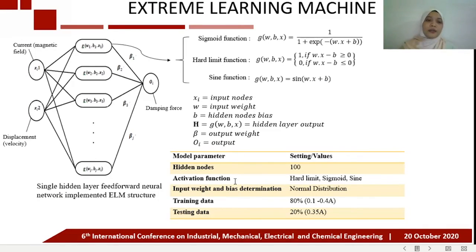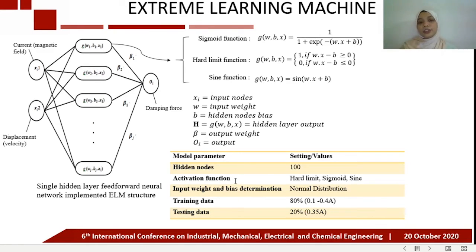In this slide, I will describe each variable in the ELM structure. Before that, as I mentioned just now, at the first step, the activation function needs to be declared to proceed to the next step. The activation function plays an important role in producing better performance in the ELM algorithm. Thus, I have proposed three different activation functions, which are the sigmoid function, hard limit function, and sine function.